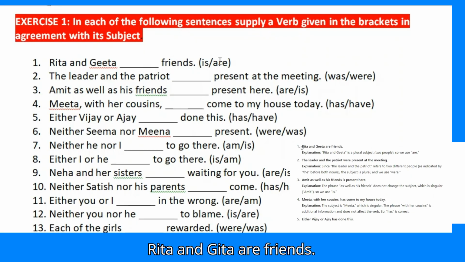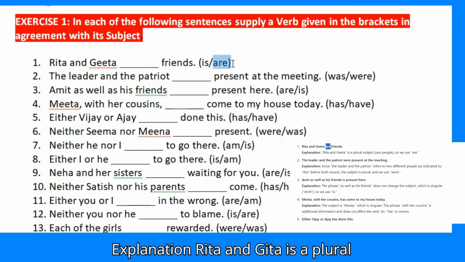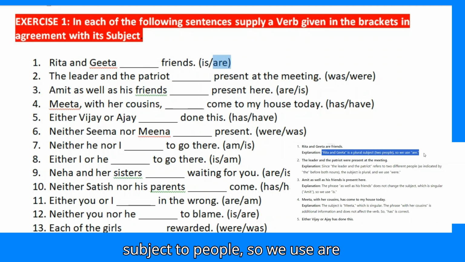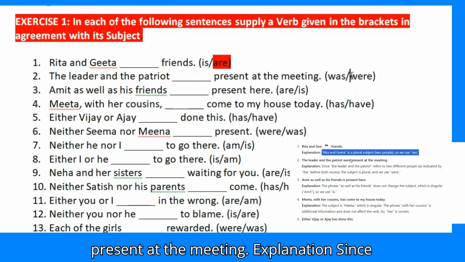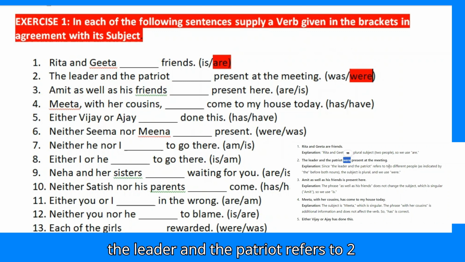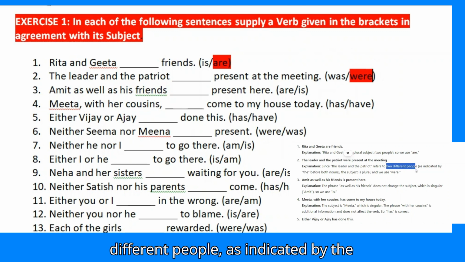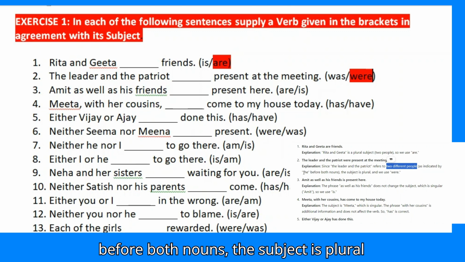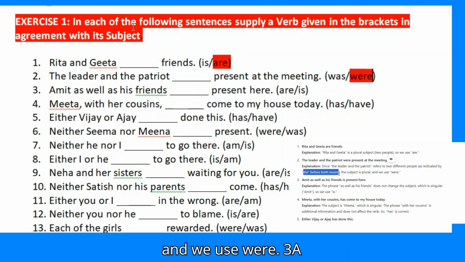1. Rita and Geeta are friends. Explanation: Rita and Geeta is a plural subject, two people, so we use are. 2. The leader and the patriot were present at the meeting. Explanation: Since the leader and the patriot refers to two different people, as indicated by the before both nouns, the subject is plural, and we use were.